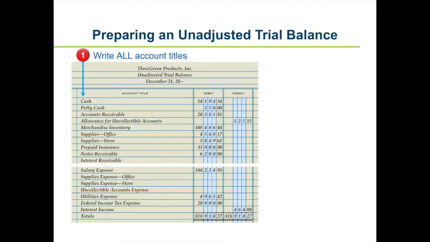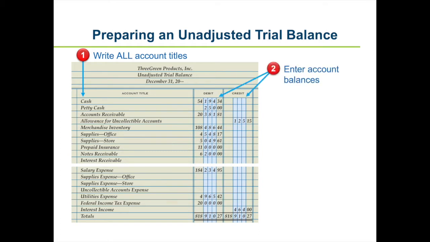When preparing the trial balance, the first thing you're going to do is write the title of each general ledger account in the account title column. You write the accounts in the same order they appear in the general ledger. All accounts are listed regardless of whether or not there is a balance. Listing all accounts reduces the possibility of overlooking an account that needs to be brought up to date.